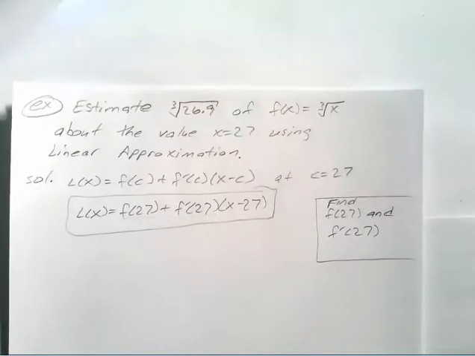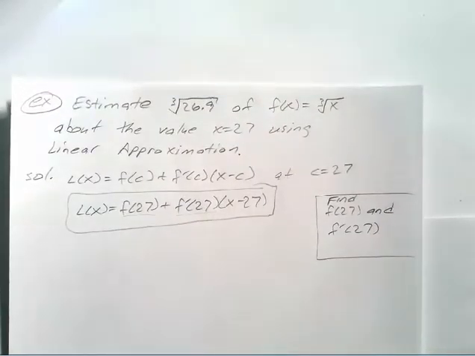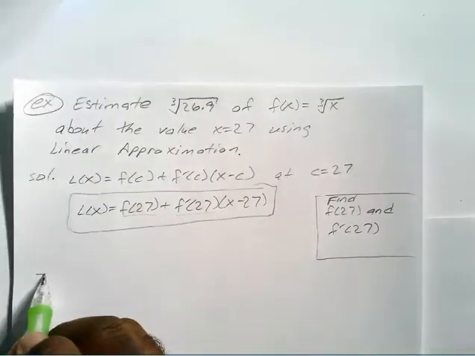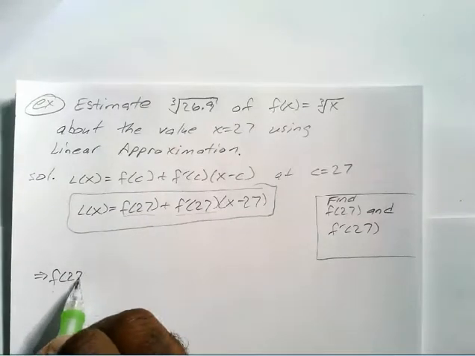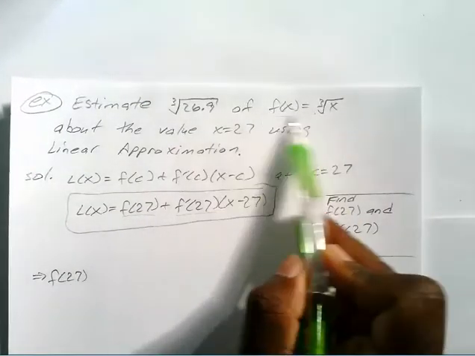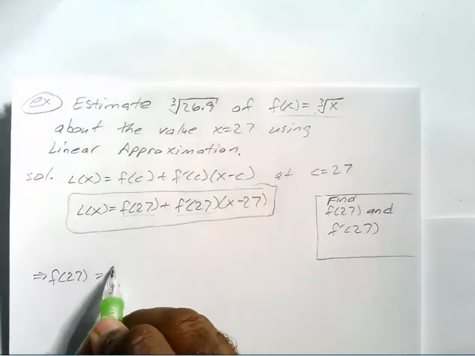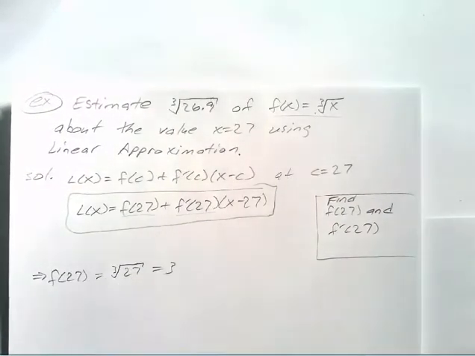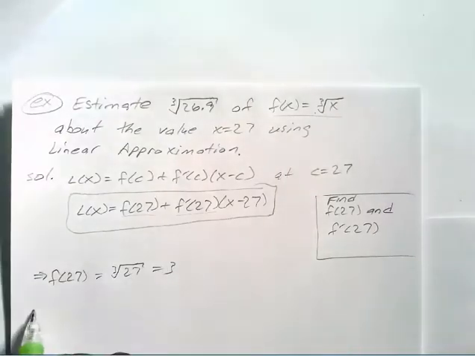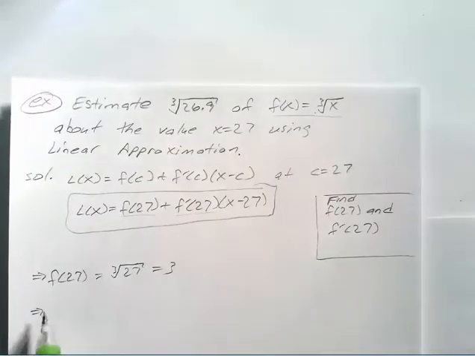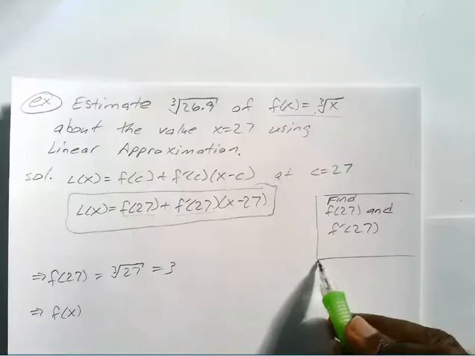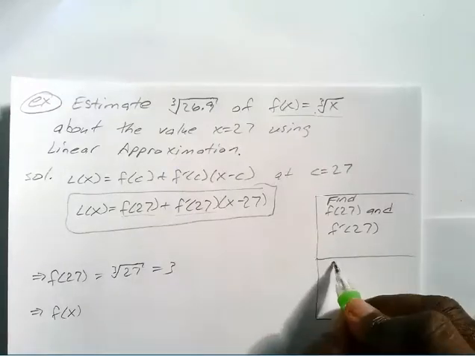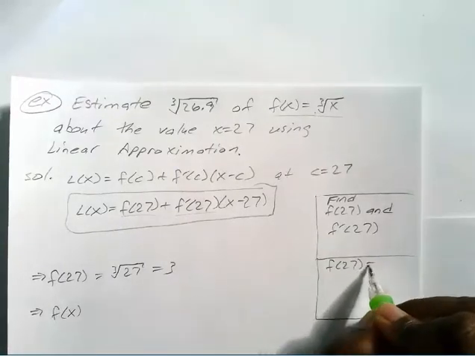So f of 27, we're literally just plugging that in. That's equal to the cube root of 27, which is equal to 3, since 3 times 3 times 3 is 27. So f of 27 is equal to 3.